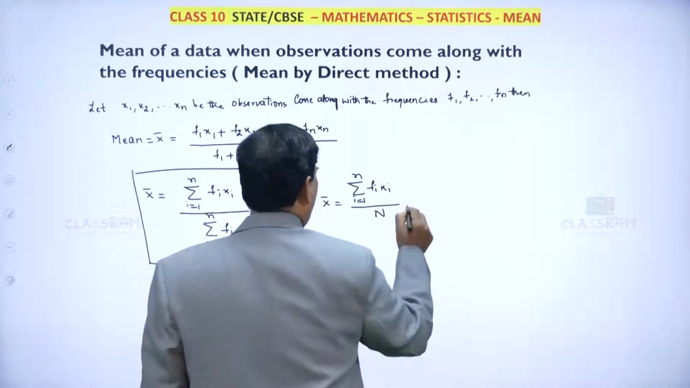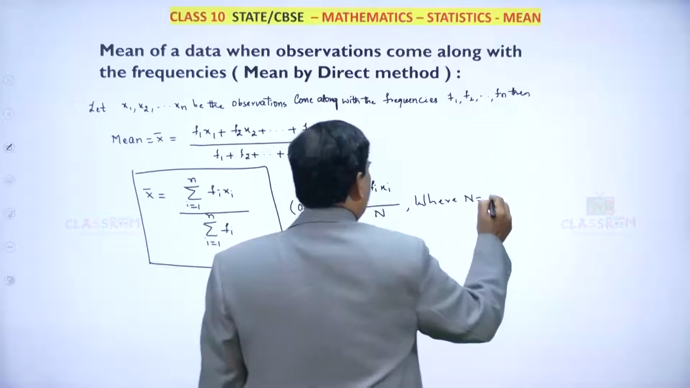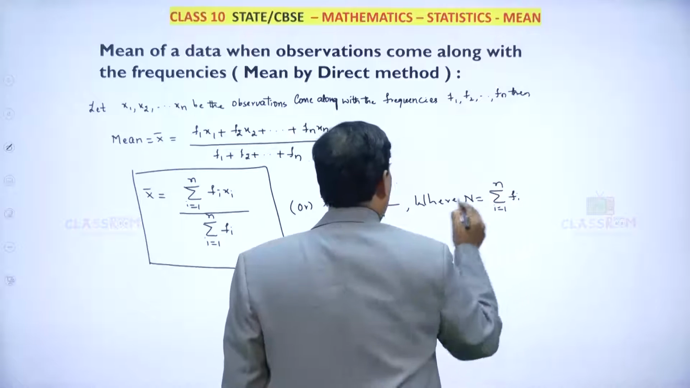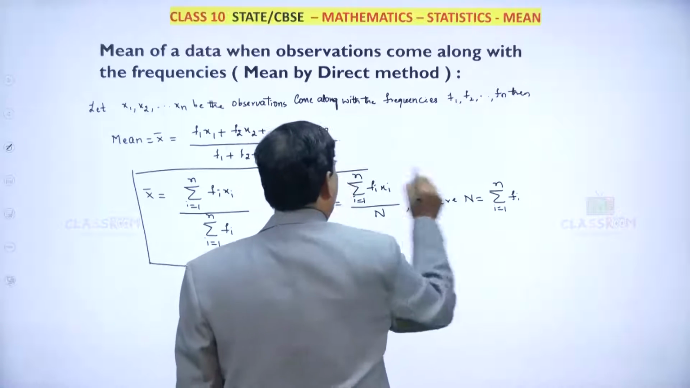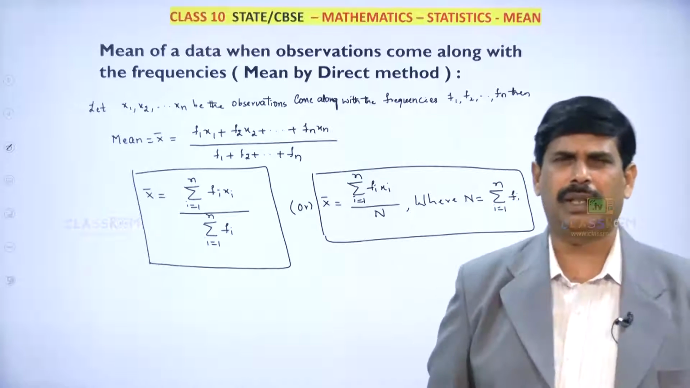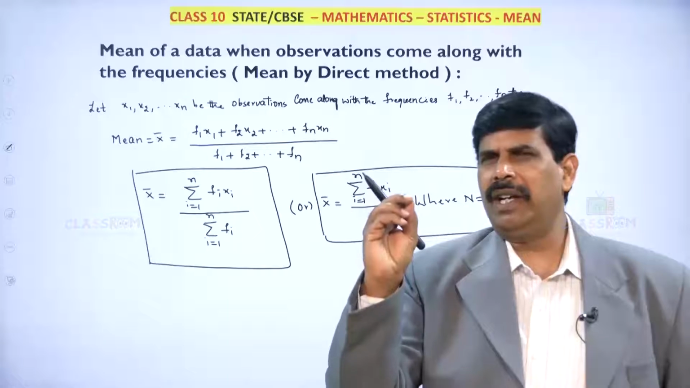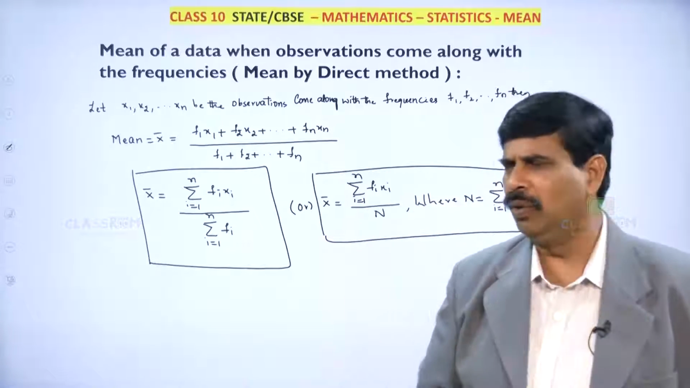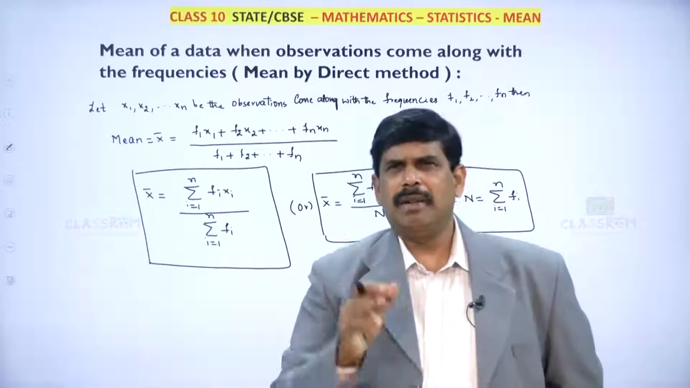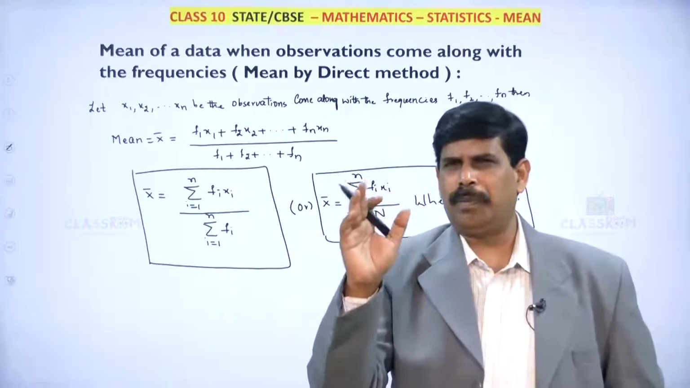You can write n, where n we will call the total frequency, that is nothing but sigma f. Is it clear? That is the sum of all the frequencies. You add all the frequencies, so that will be n. You can take capital N or small n, no issue here. So when the values are given with the frequencies, you should multiply the value with the frequency, so that f1 x1 plus f2 x2 plus so on plus fn xn, divided by f1 plus f2 plus so on plus fn.